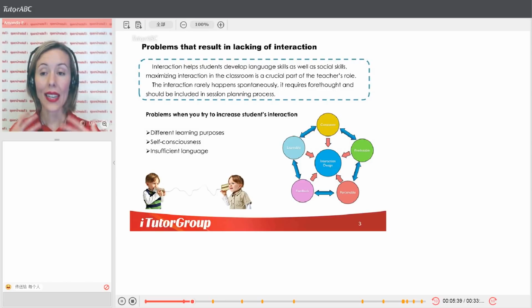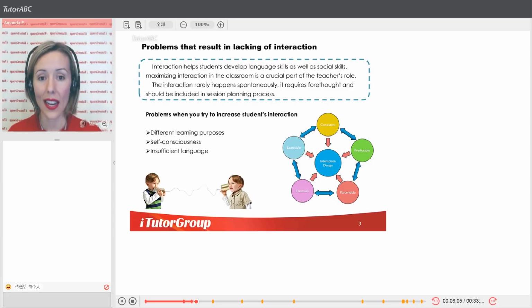Now, interaction in the classroom is very important. After all, that's why the students are taking classes with us. They could just read from a book. They could learn English from a textbook, but that has zero interaction in it. And interaction, especially when it comes to learning a language, really helps a student to develop those language skills, as well as social skills. We've got young students in our class, so they need to develop social skills as well.